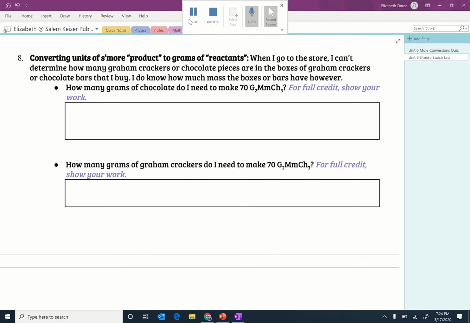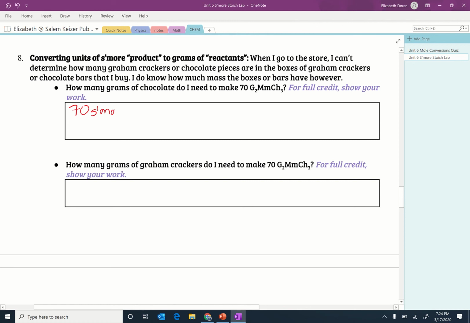So I need 210 chocolates and multiply that by the mass of 1 chocolate, which is essentially what we're going to do, but I'm going to lay it out like we're going to be doing stoichiometry so that you can see the method we're going to use. So we always start with the number that we're given. So we're given that we want to make 70 s'mores.